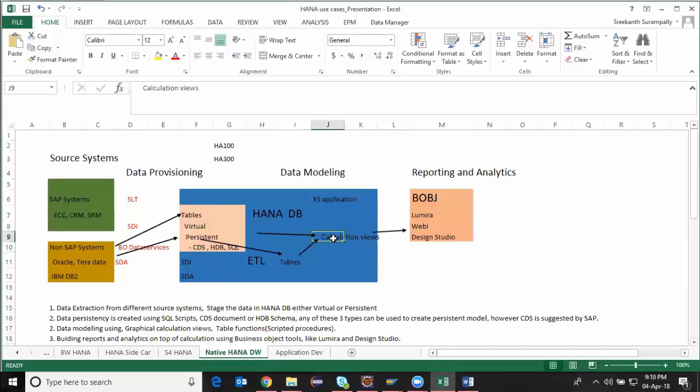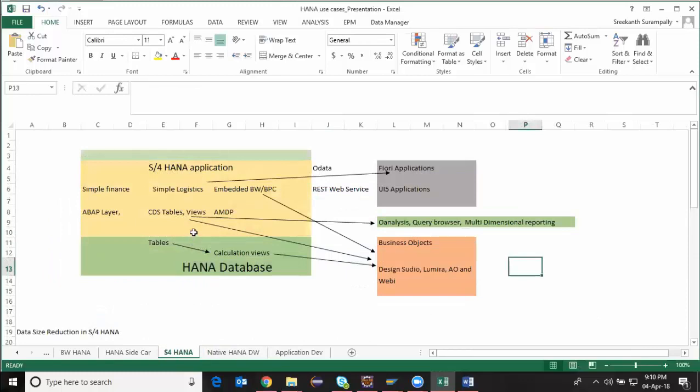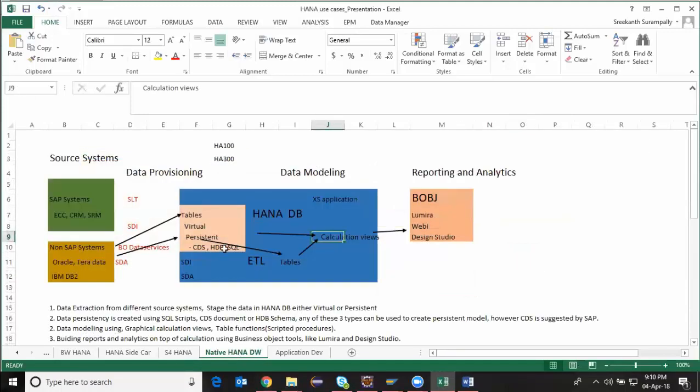So for reporting in native HANA, always calculation views are going to be your data sources, right? For reporting on native HANA, your calculation views are going to be your data sources. For reporting on S4 HANA, you're going to use CDS views as your data sources. Clear? So you also have CDS views in native HANA, but you don't use them as data sources for native HANA. If you understand that, you're pretty much good.